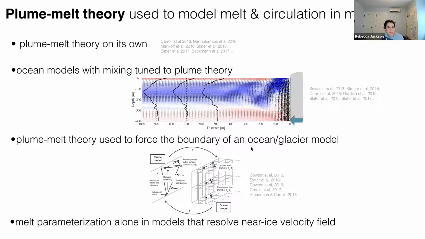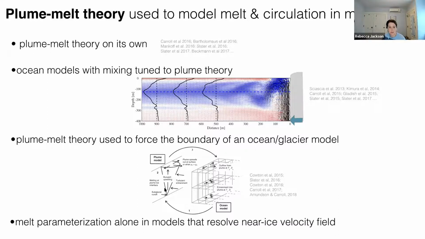The second generation of ocean models and some glacier models have decided that the upwelling plumes are not going to be resolved well within the models, but instead we can just represent them with plume-melt theory and couple that to either an ocean model or a glacier model. So in the ocean modeling case, this would be using plume-melt theory to force the boundary of the ocean model with velocities. Or for a glacier model, this would be forcing the glacier with melt rates that are derived from this plume-melt theory.